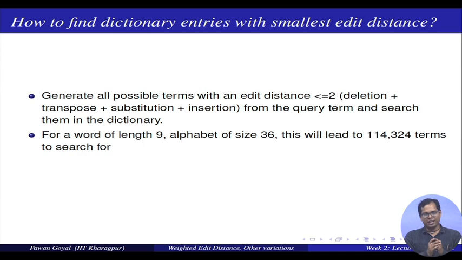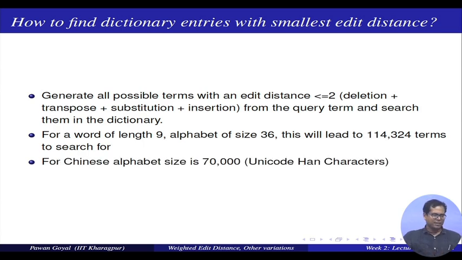We have 36 characters. But think about a language like Chinese, where the alphabet size is 70,000. You can't even think of applying an approach like that. So this is an approach that is slightly better than before, but it may not be very efficient again, depending on the alphabet size. So what can be another possibility?